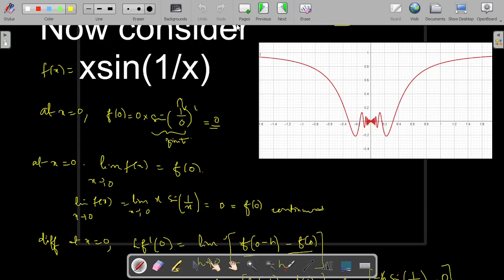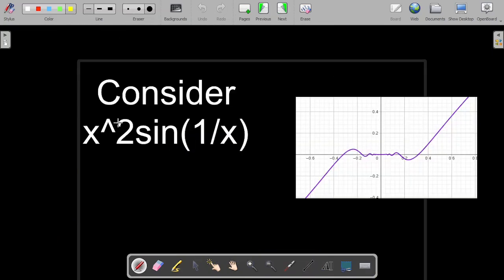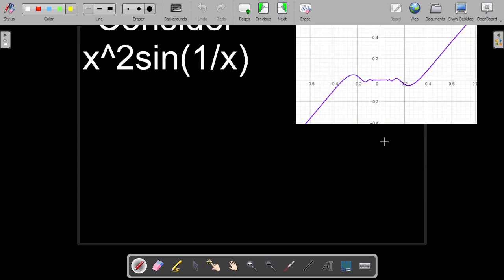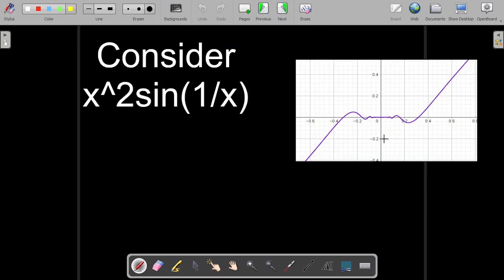Let us see what happens if we multiply this function with the factor x square. See, x square into sine of 1 by x. Compared to the previous one, now the graph has become more smooth. So there is a chance of differentiability. Let us check algebraically how it is to be checked.